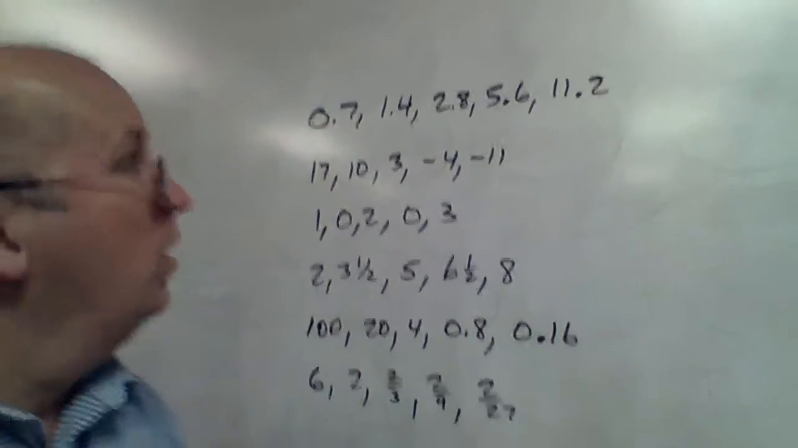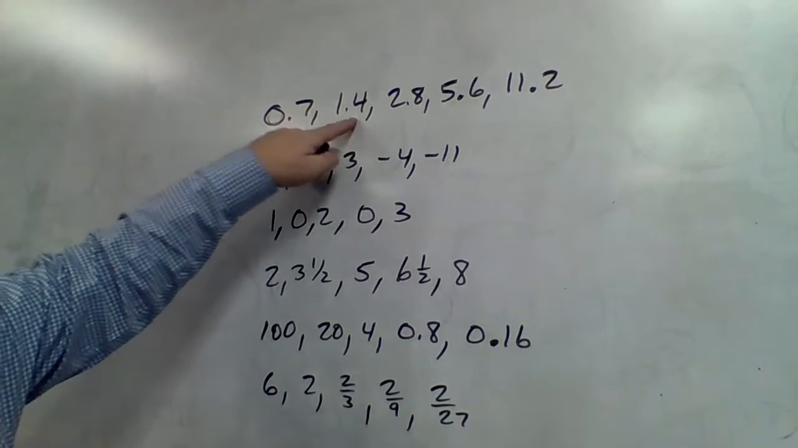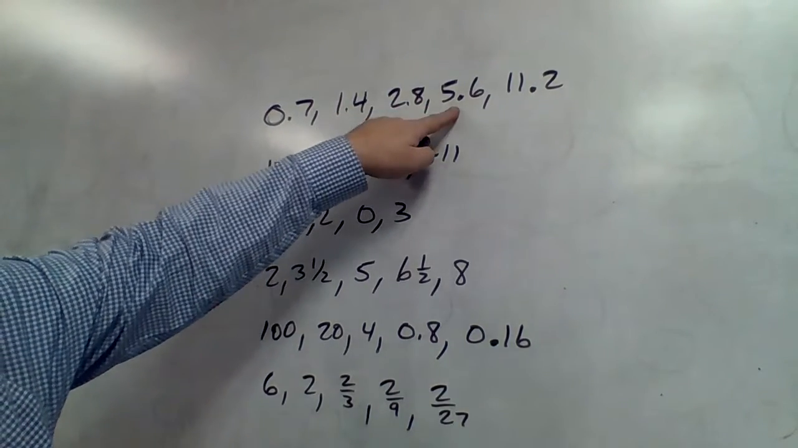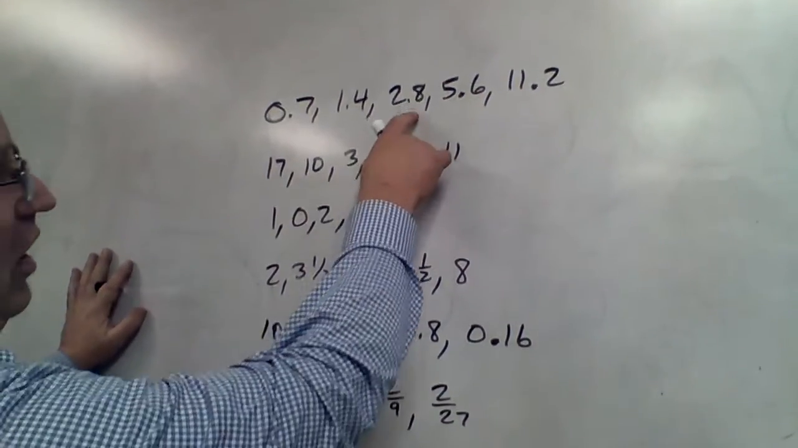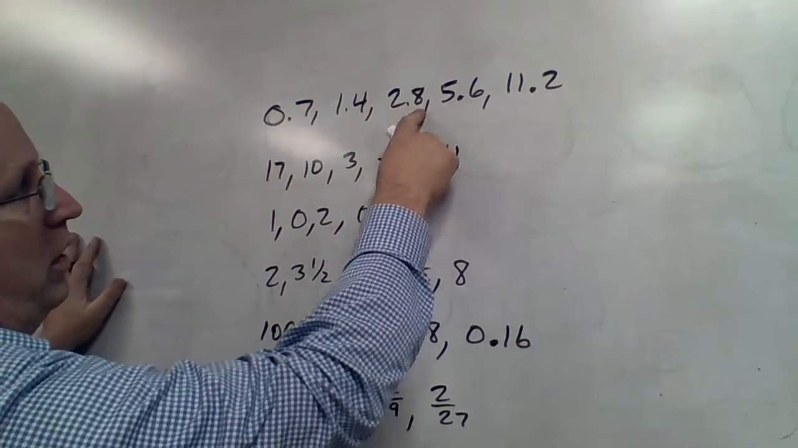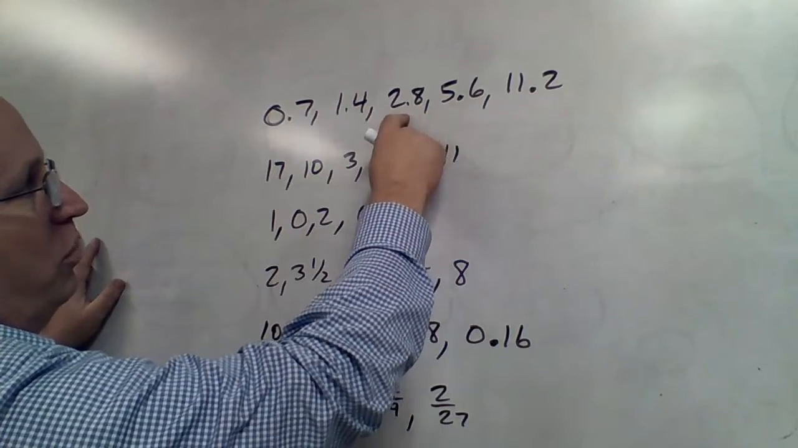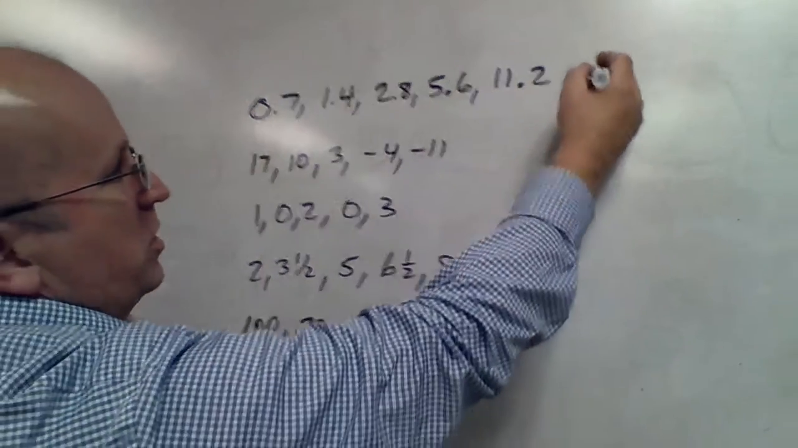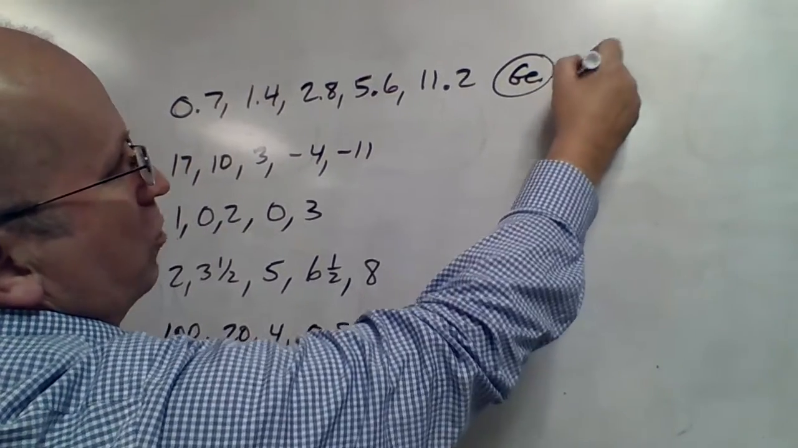Yeah, it is. And if you punch out on your calculators 0.7 times 2, you're going to get this. This times 2 is this. This times 2 is this. This times 2 is this. Another way to think about this is, what if you take any two consecutive numbers like this and this, and divide 2.8 by 1.4? You get 2. Or 5.6 divided by 2.8 is 2. Or 11.2 divided by 5.6 is 2. So this is a multiplying pattern. That makes it geometric. And we are multiplying by 2.